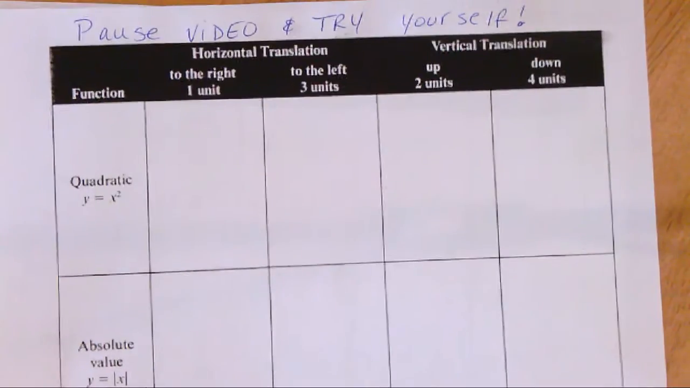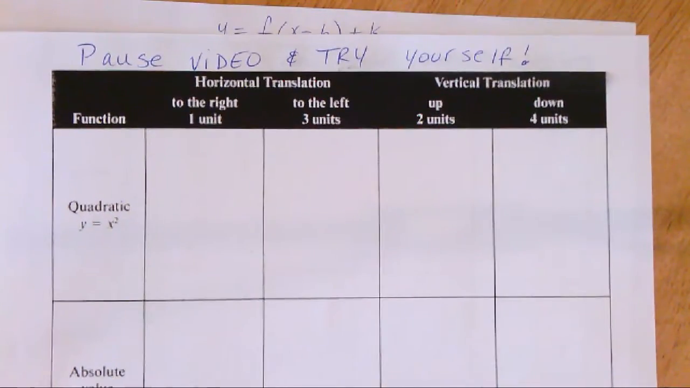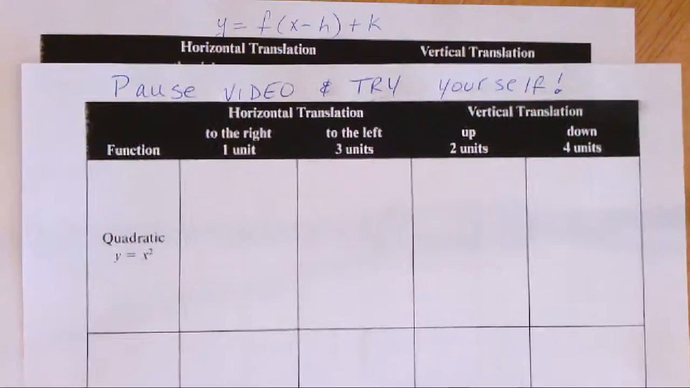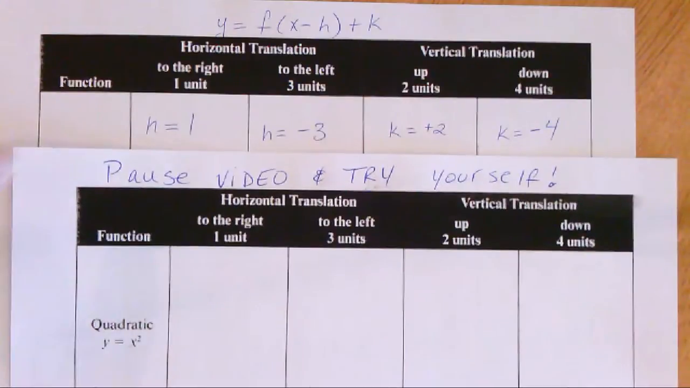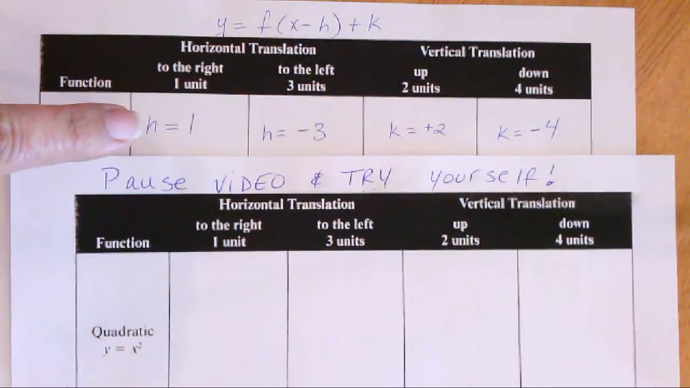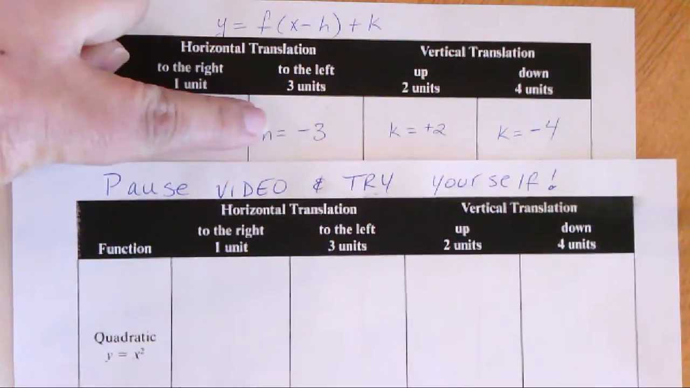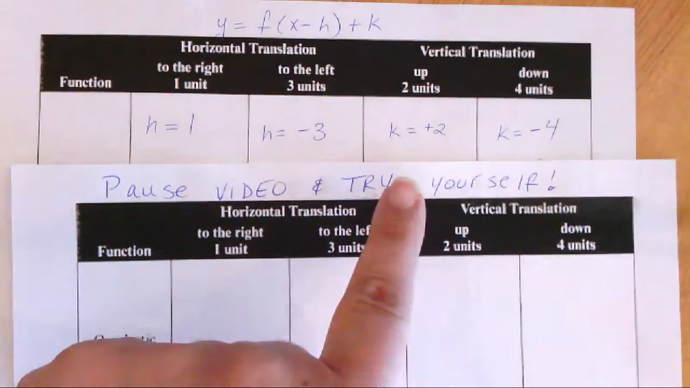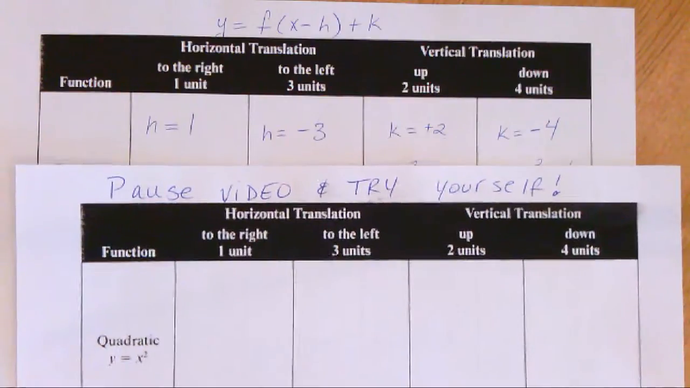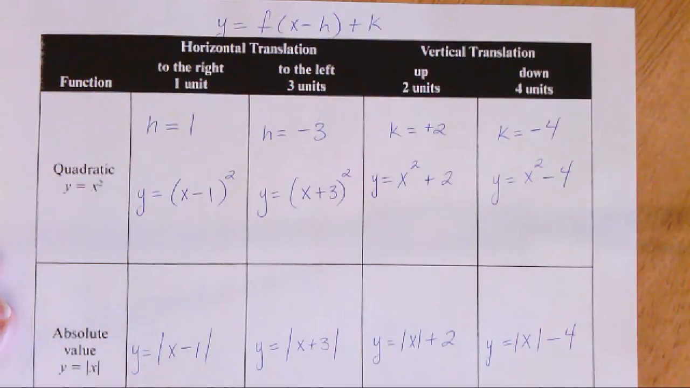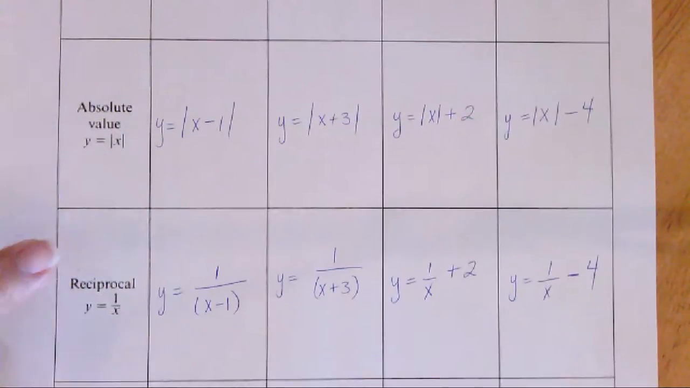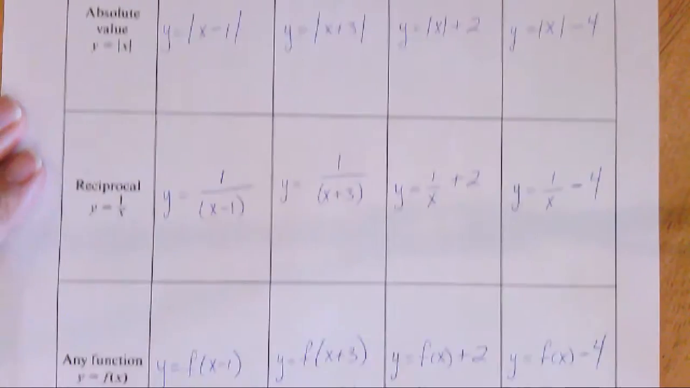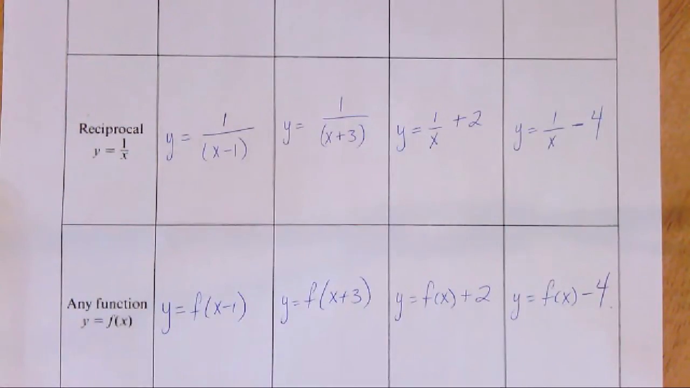All right, so hopefully you actually hit pause and you tried the questions. So here we go. So we're just going to look at it in terms of this general form. And if we notice here, right 1, we have h equals 1. Left is h is negative 3. Up is k is positive 2. And k is minus 4. And then we end up getting this for our quadratic, for our absolute value, and for our reciprocal, and then for our any function.